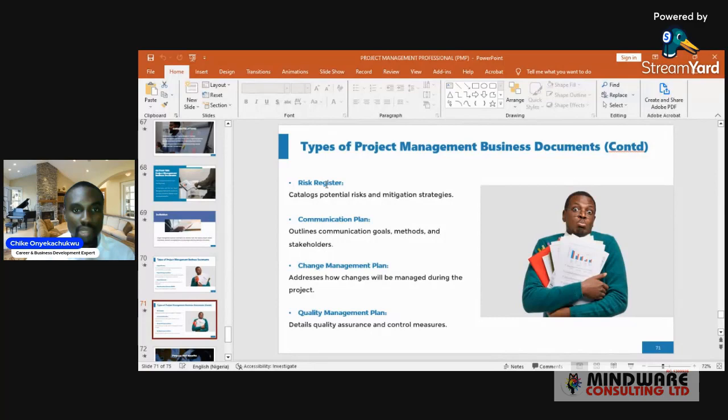Next is the communication management plan. This outlines the communication goals, methods, and stakeholders. Remember, I talked about project communication management. So this document helps you to outline your communication goals. What do you intend to achieve from the email to your stakeholders? What method do you need to use in communicating this information to have the maximum effect?